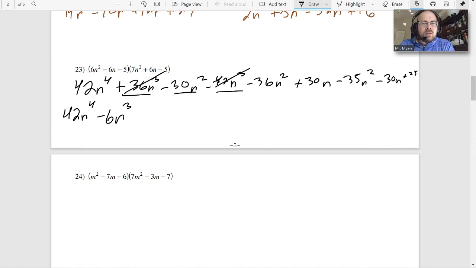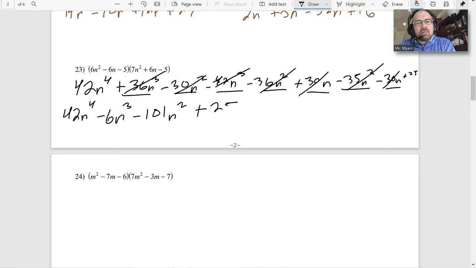We've got 1, 2, 3 square terms. I'm going to try it, but we'll see if I get it right. It looks like they're all negative, so I'm going to add them all up. 3, 3, 3, that's 9. 5 and 6 is 11, so that's 101, like the Dalmatians. 101 n squared. And we have two n's, so that actually cancels. 30 minus 30, and then we have a plus 25.